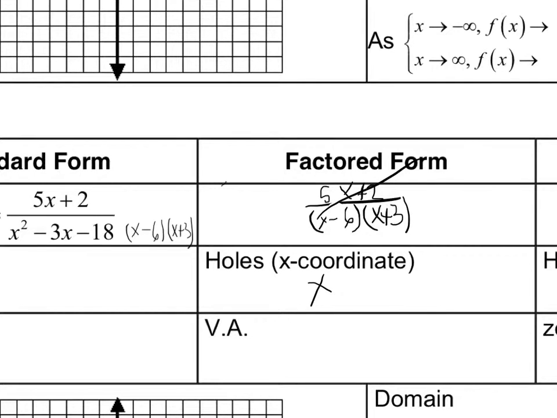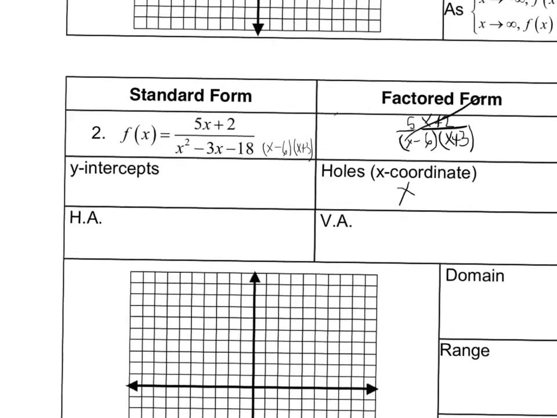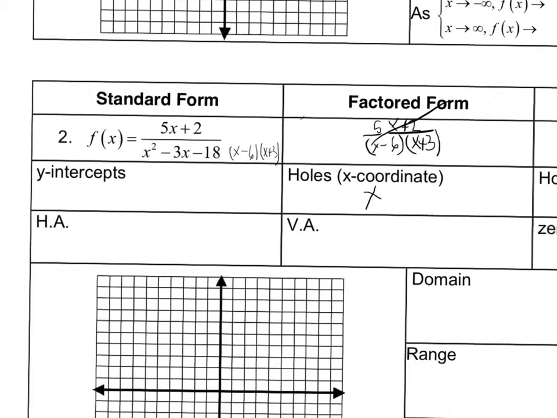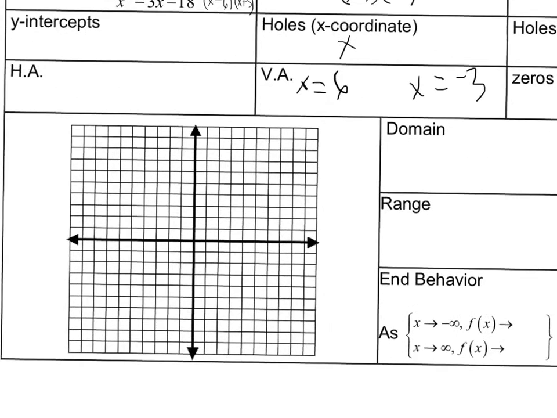That's okay. And then the y-intercept. Well, let's do the VA first. In VA, you look at the bottom. Yeah, you're right, you look at the bottom. So what would be the vertical asymptote? There's 2 of them. So x equals 6 and x equals -3. Very good. Let's graph them with a different color.